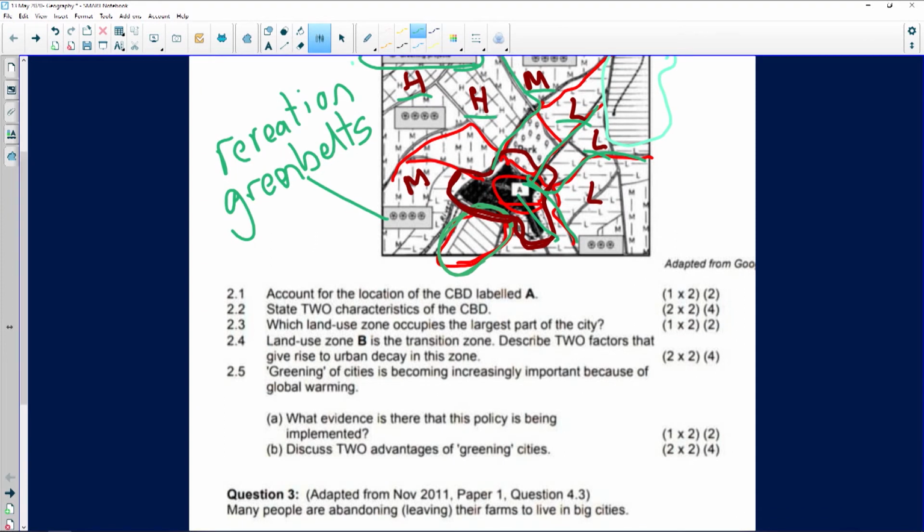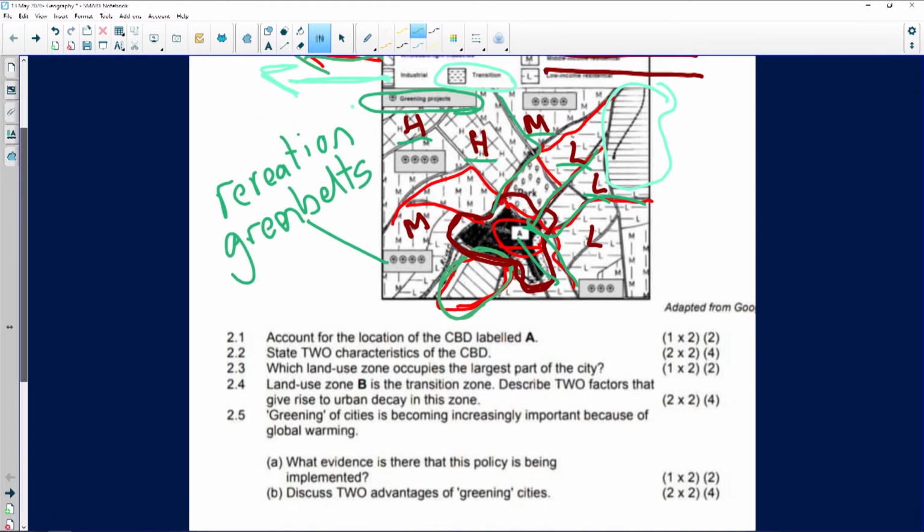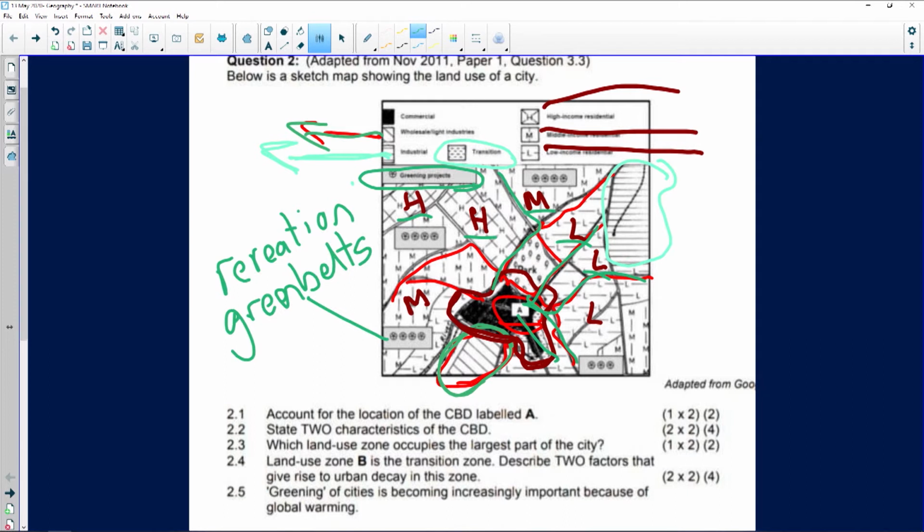If you look at question 2.4, land use zone B is a transition zone. Describe 2 factors that have given rise to the urban decay in the zone. The simple reason why is we've discussed it in the previous program. The zone of decay, I just want to quickly clean our map a little bit, and just show you where the zone of decay is.